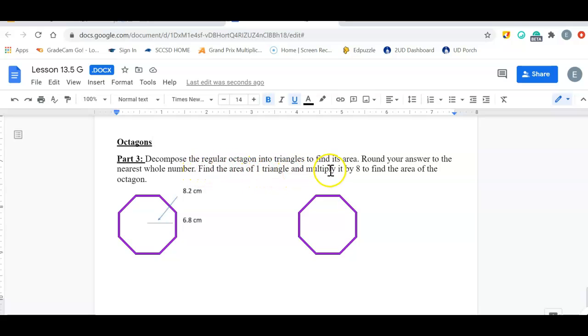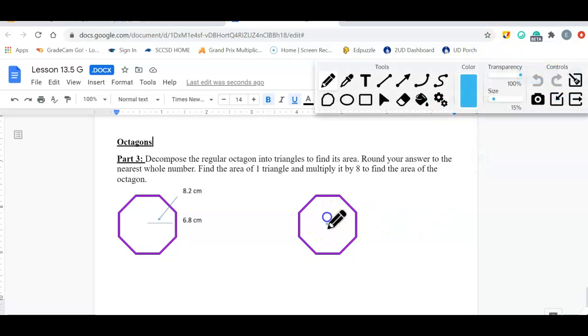Find the area of one triangle by multiplying it by 8 and find the area of the octagon. So again, just like hexagon, there are two ways to solve this. In this problem, it wants to solve this with triangles because of the information given to us. I want to show you both ways to solve this, though.